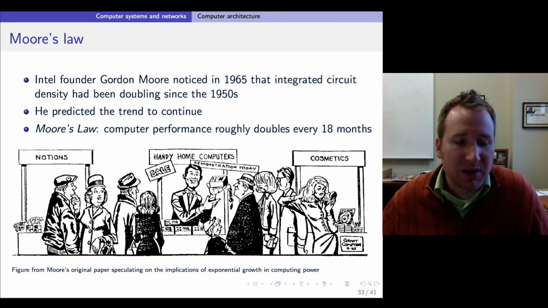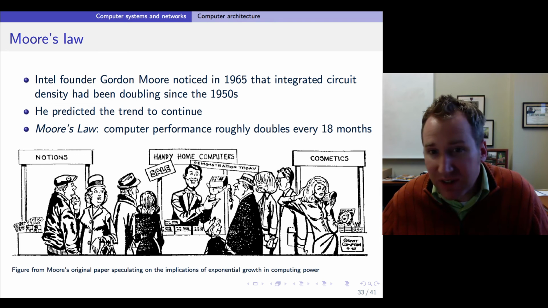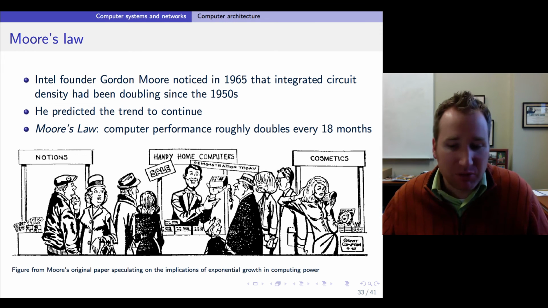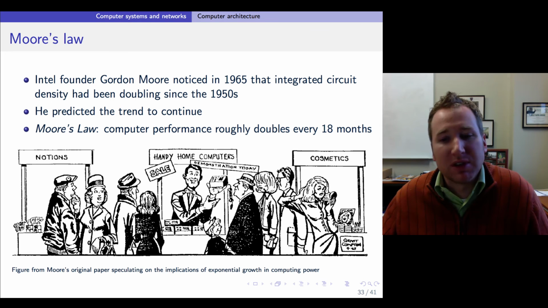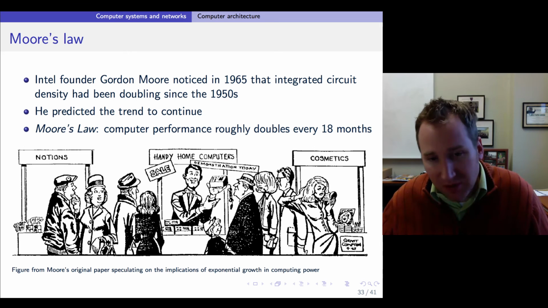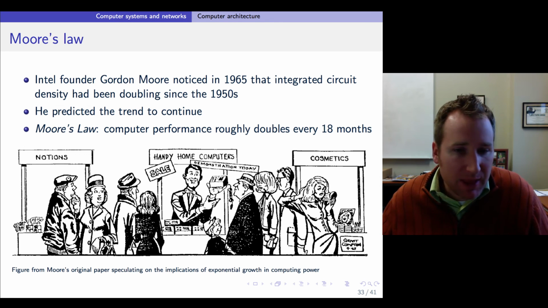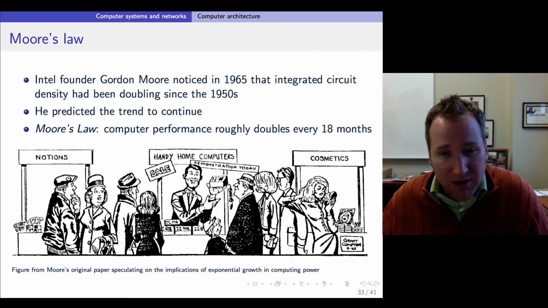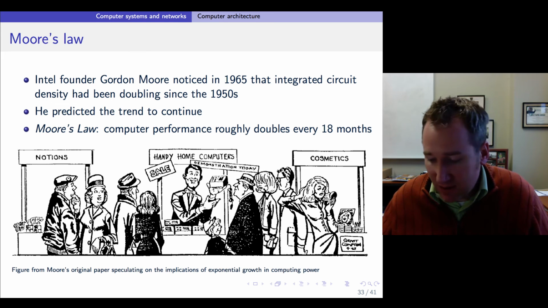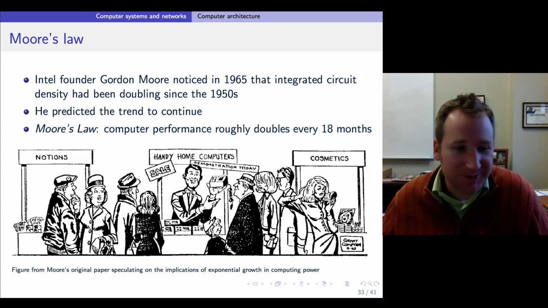and this became a self-fulfilling prophecy, and that became a target for companies like Intel to keep improving the overall performance and doubling the computer performance. And it seems to have held that computer performance has roughly doubled every 18 months, and this has continued. Everyone keeps talking about it dying, or about it no longer holding, but it seems to roughly still hold today.